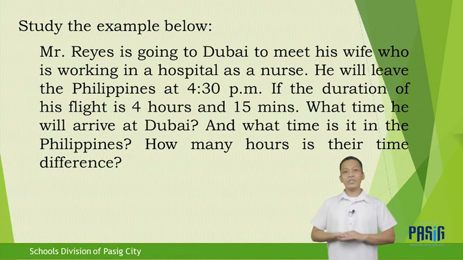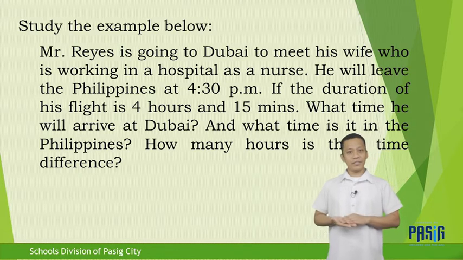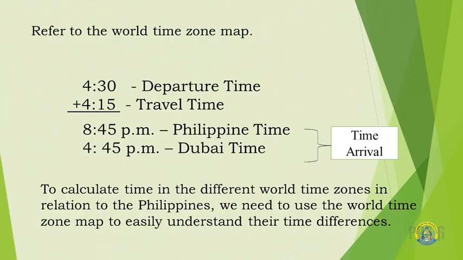What time is it in the Philippines? How many hours is their time difference? In answering the problem, refer to the world time zone map. The departure time is 4:30 plus the travel time, which is 4:15, equal to 8:45 p.m. in the Philippine time and 4:45 p.m. in the Dubai time, and that is the arrival time.